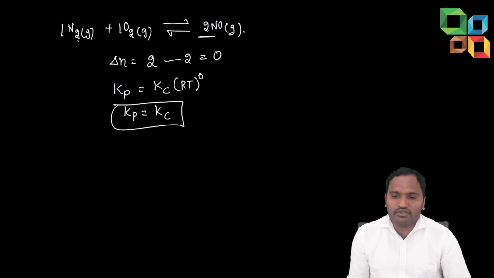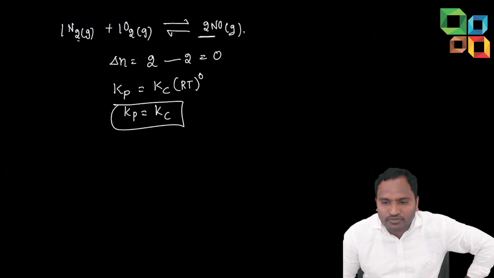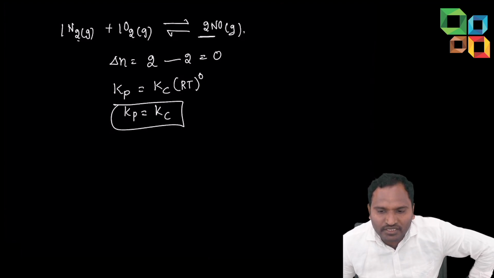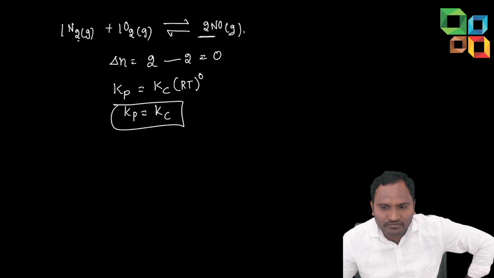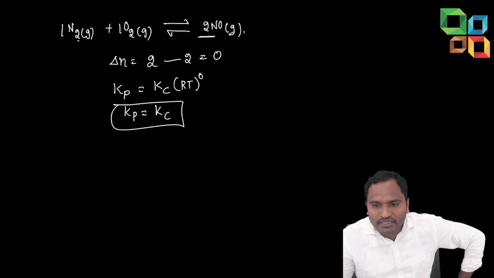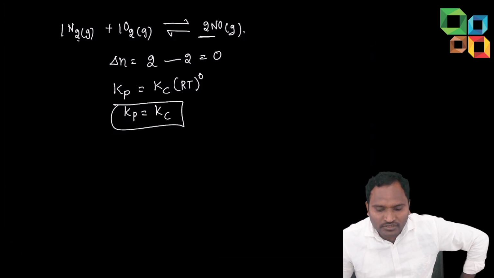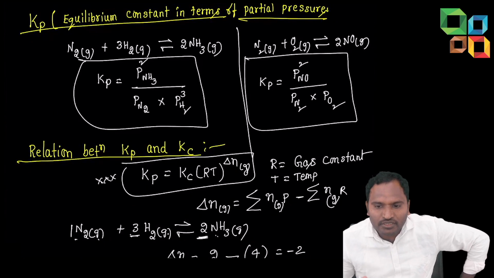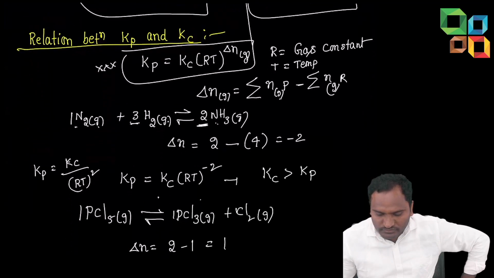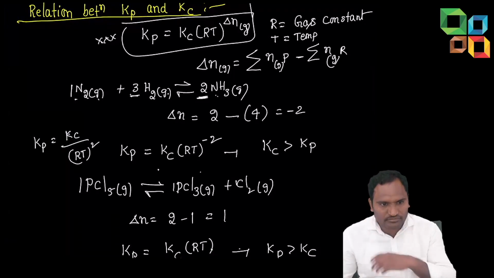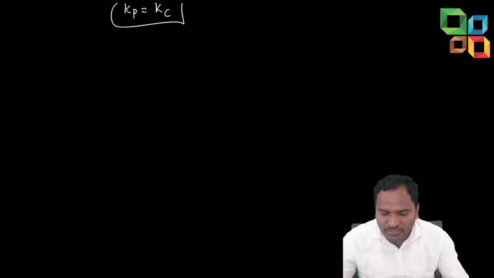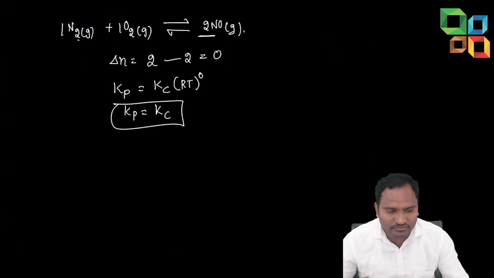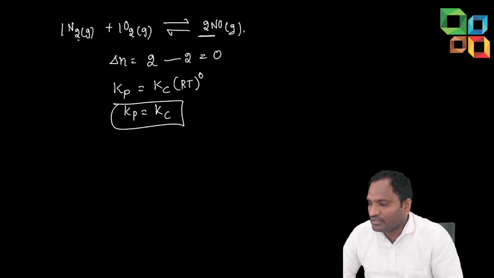They are asking among the following which system Kp and Kc both are equal. Among the following in which system Kp is greater than Kc, Kp is less than Kc. That they are asking. If delta n is equal to 0, Kp and Kc both are equal. If greater than 0, I told you, Kc will be greater than Kp. Less than 0, Kp will be greater than Kc. Okay. This is the relation between Kp and Kc.